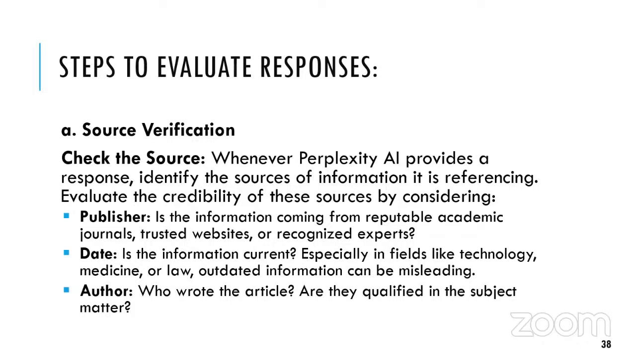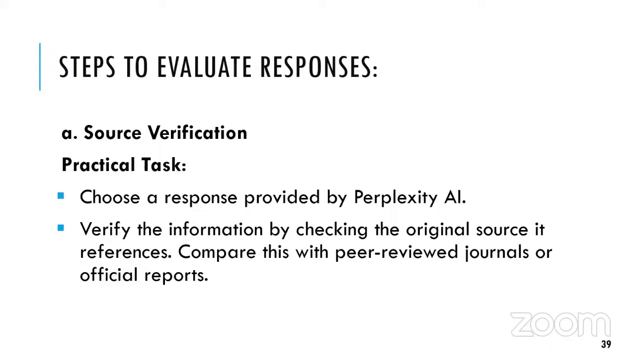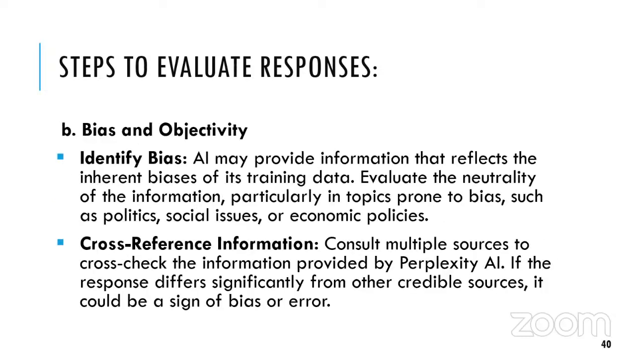Again, you have to check who is the author behind this particular source, this article. Who wrote the article? Is this author qualified on the subject matter? You need to know. Before we go to number two, I want you to choose a response provided by Perplexity AI and try and verify it based on what we have just discussed. Okay? That's your practical task. Number two, check for biases and objectivity.